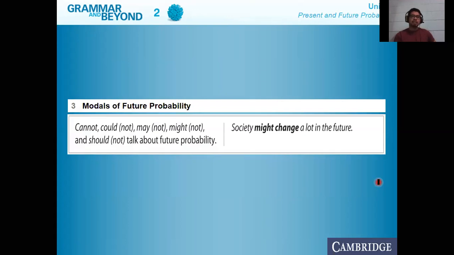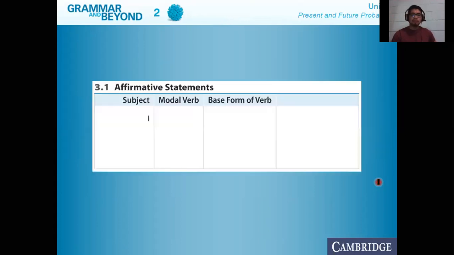Society may change a lot in the future. We're making a guess about things that will happen in the future in this case. Things that may change in the future or things that may be different later on. It shouldn't be difficult to see how things change. Okay? We're going to see the structure right now.